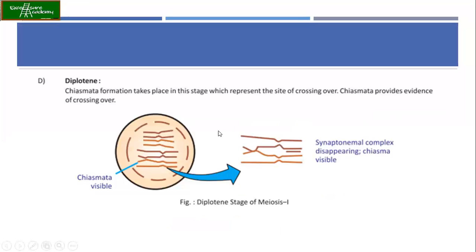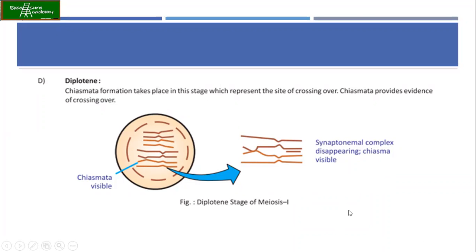Okay, now the fourth stage is called the diplotene. So what have we studied? Leptotene, zygotene, pachytene, and now diplotene. This is the fourth stage of the 5 stages of prophase 1 of meiosis 1. Chiasmata formation takes place in this stage, which represents the site of crossing over. So chiasmata provide evidence of crossing over.